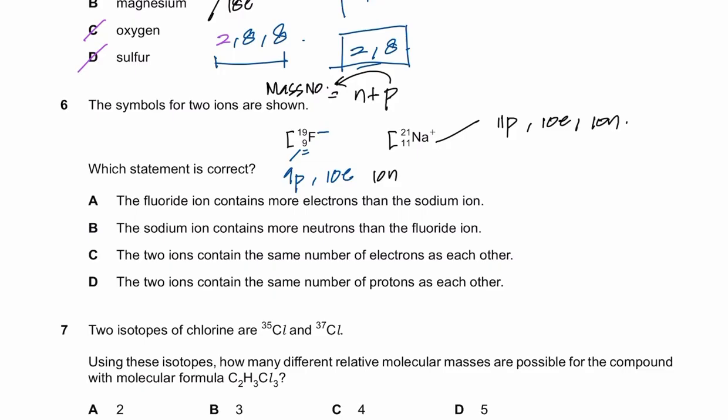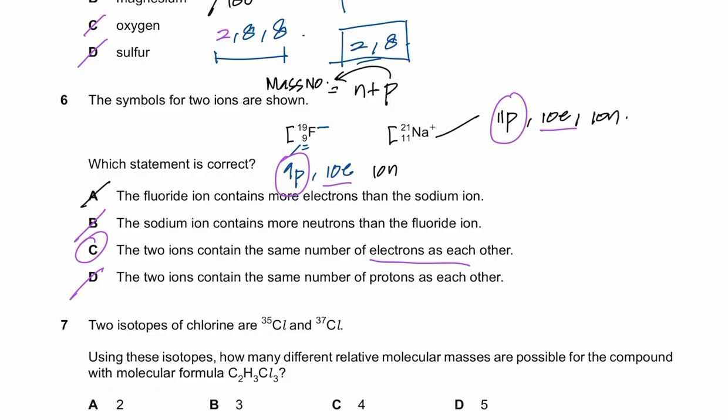So the fluoride ion contains more electrons than, no, both contain the same number of electrons, that is 10. The sodium ion contains more neutrons, no, both contain the same number of neutrons. The two ions contain the same number of electrons as each other, absolutely, that's 10, that's 10, therefore C is the right option. D says the two ions contain the same number of protons, no, F contains 9 protons and Na contains 11 protons, right? Na has 2 more protons.